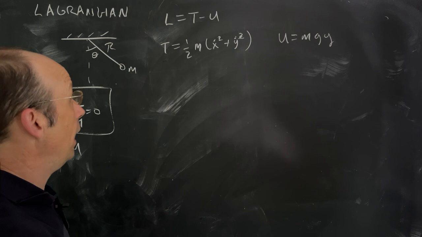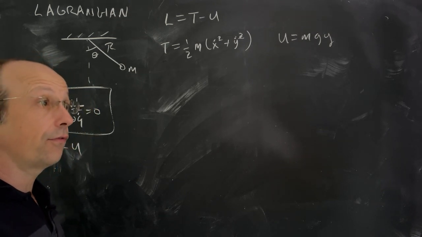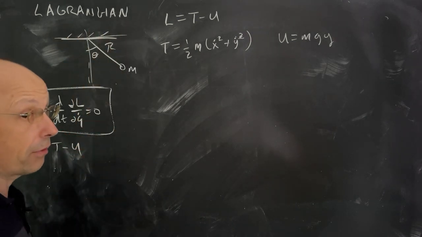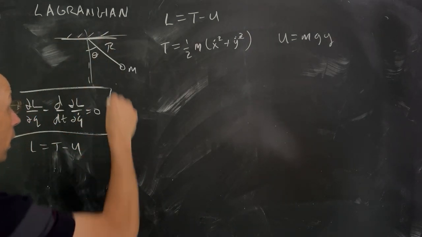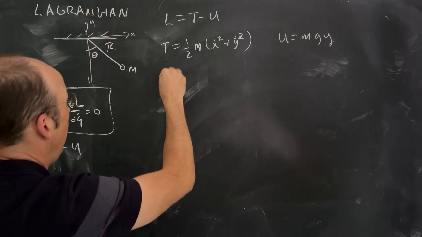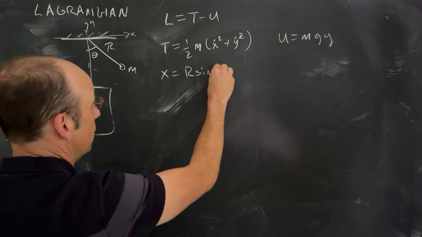Okay, well, now all I need to do is to get x and y in terms of theta. So over here in this problem, I don't even have to use the proper coordinate system or anything. I can do whatever I want. But I'm going to call that x and that y. So I have x equals r sine theta.